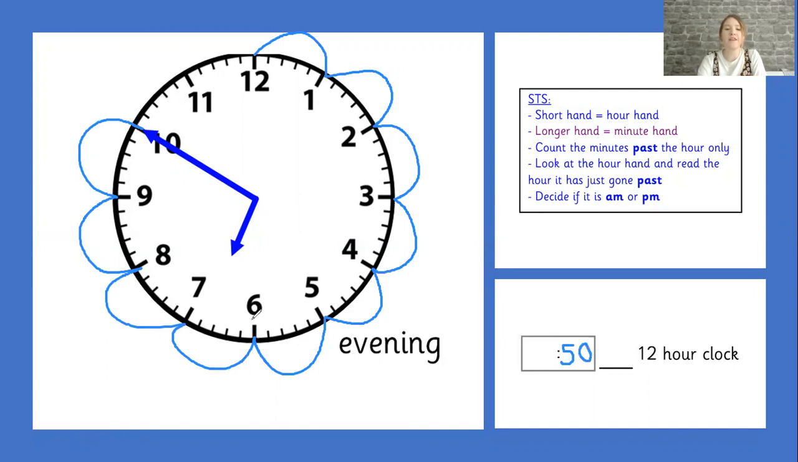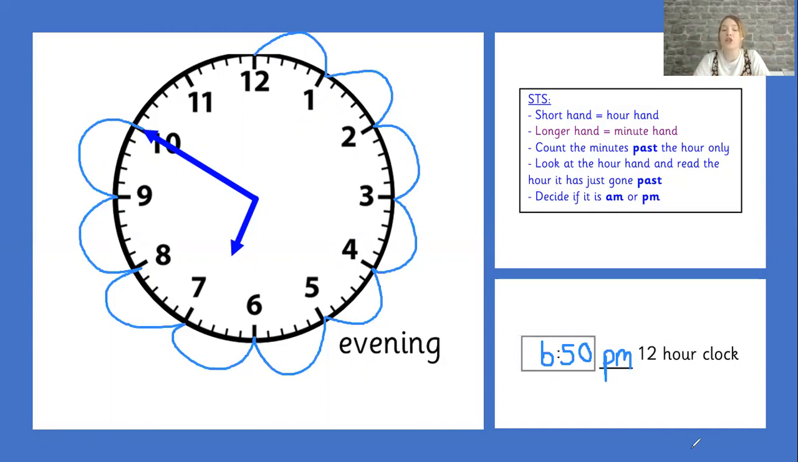And it's 50 minutes past. Oh, it's not gone past the 7 yet. So it must be 50 minutes past 6. So 6:50 in the evening. Evening. Gone past midday, it becomes PM. So we don't put AM, and that's how we tell the difference on a digital 12-hour clock, where we've got the AM or the PM.